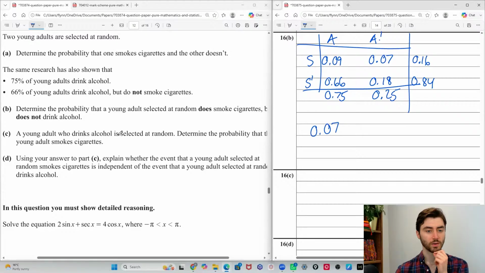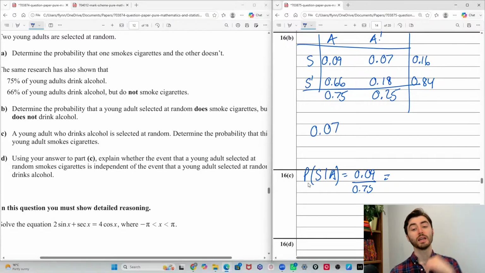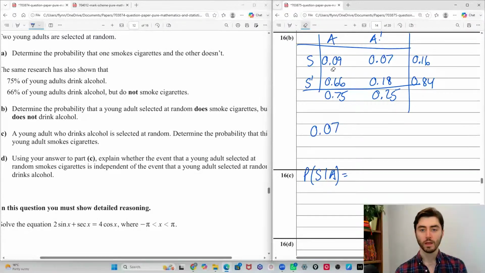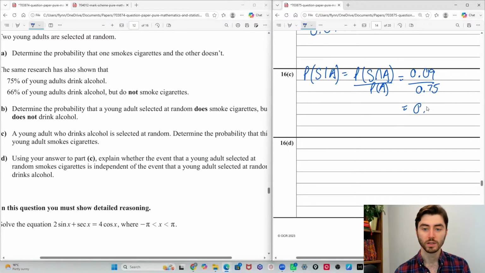A young adult who drinks alcohol is selected at random. Determine the probability that this young adult smokes. So this is the probability of smoking given alcohol. So out of the ones who drink alcohol, it's the ones who also smoke. And this comes from the formula in your formula book. Let me just do that in full for anyone who needs it. It would be the probability of S and A all over the probability of A, which is where the 0.09 came from. And 0.09 divided by 0.75 is 0.12.